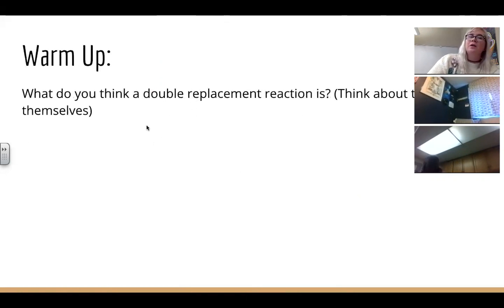All right, so here's a warm-up question to start off. What do you think a double replacement reaction is? Just thinking about the terms themselves, what those words mean. And based on what we talked about last week, what do you think a double replacement reaction means?